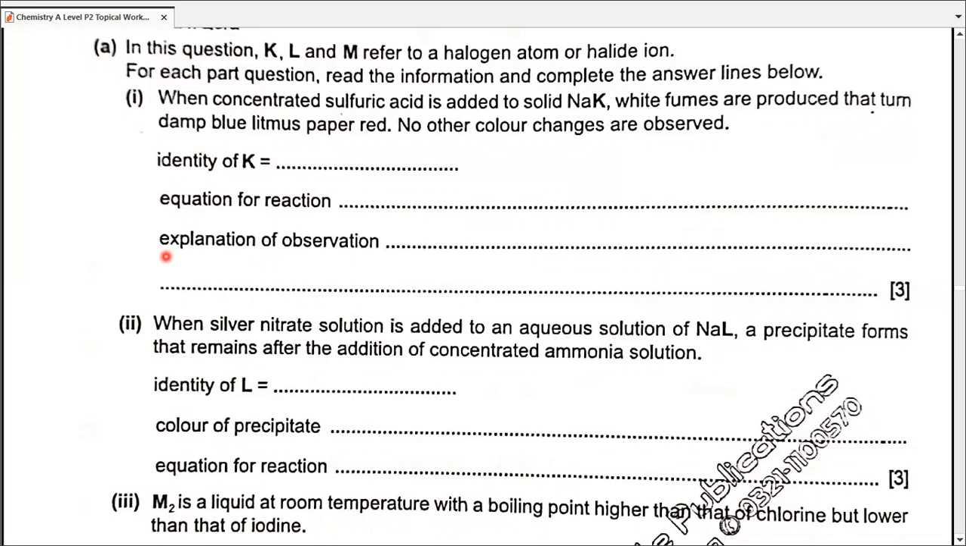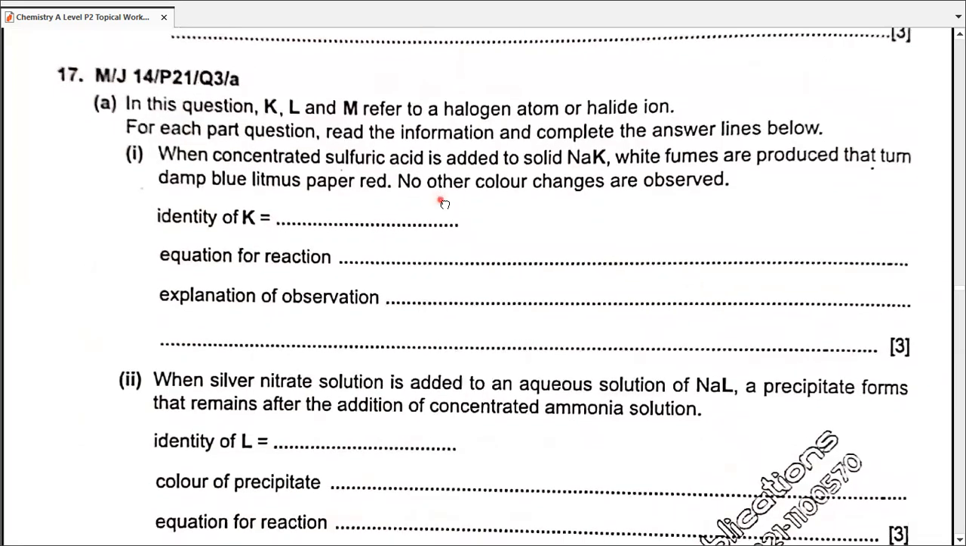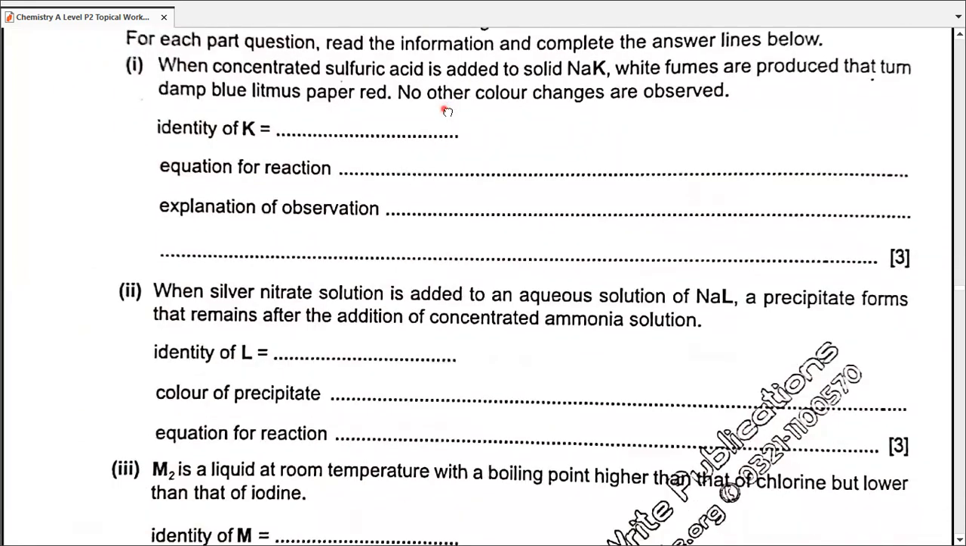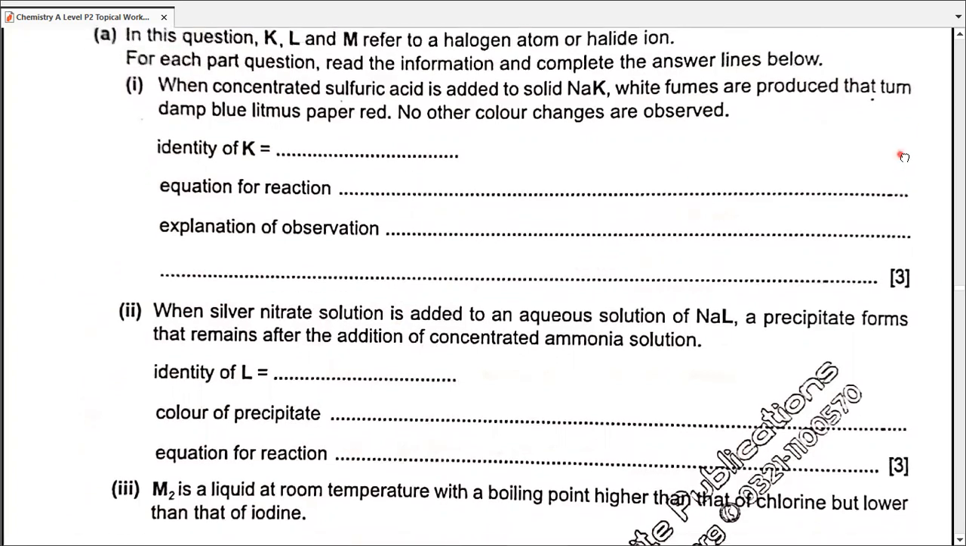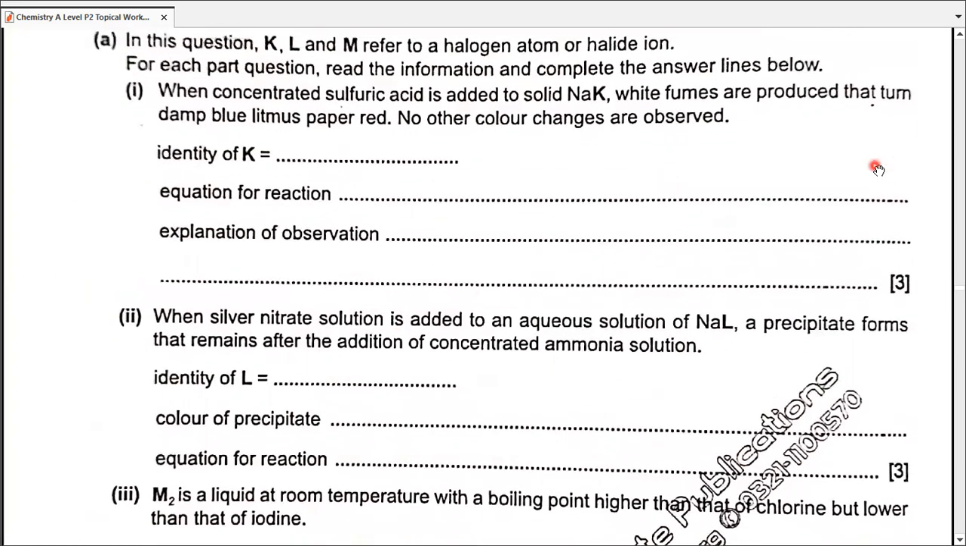The color of precipitate, cream precipitate. And the equation for the reaction would be NaBr plus AgNO3 reacts to give AgBr plus NaNO3. NO3 minus, yeah. Okay, what makes you think it's bromide?